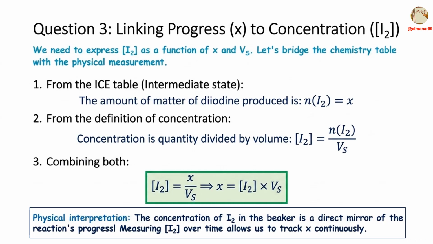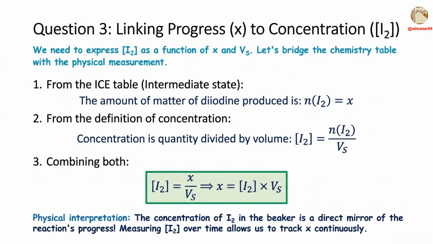This is a breakthrough. It means that when we measure the concentration of the yellow-brown diiodine in our beaker, we are actually looking at a direct mirror of the reaction's progress. By tracking concentration over time, we are literally watching the reaction walk from start to finish.